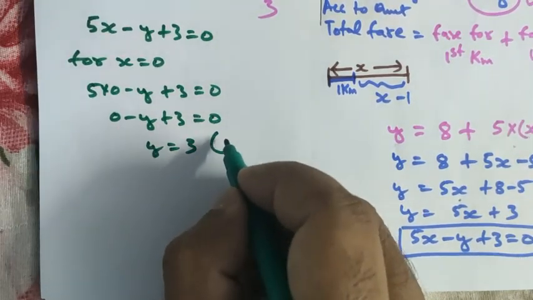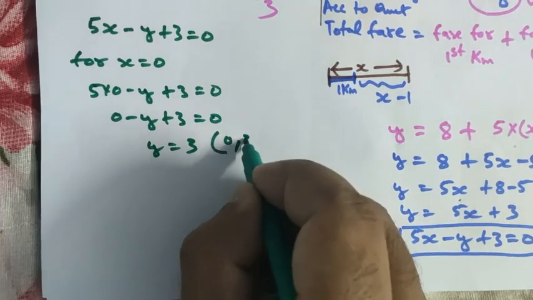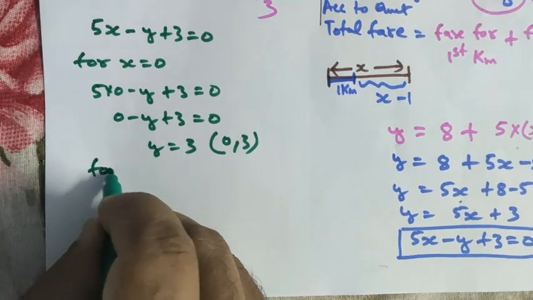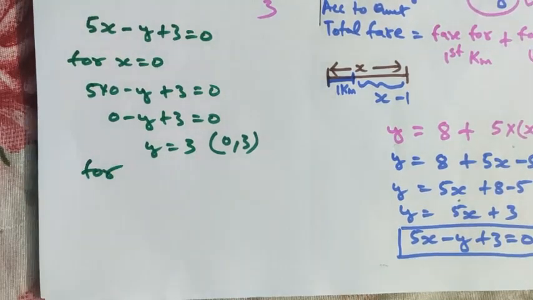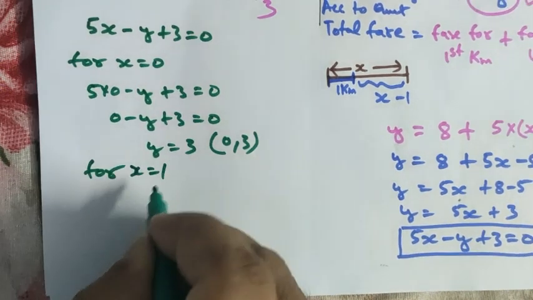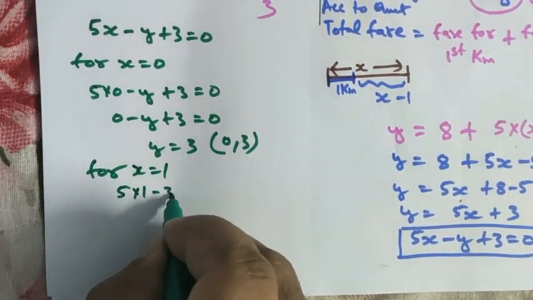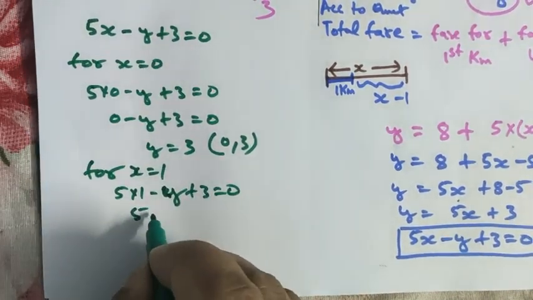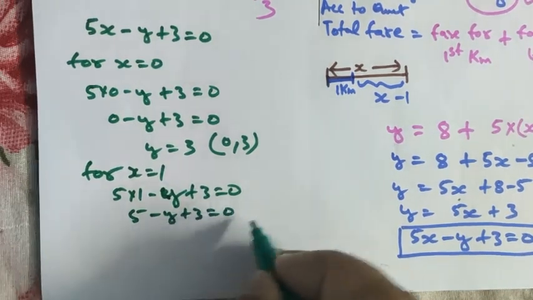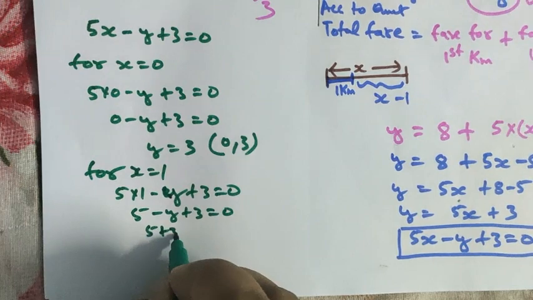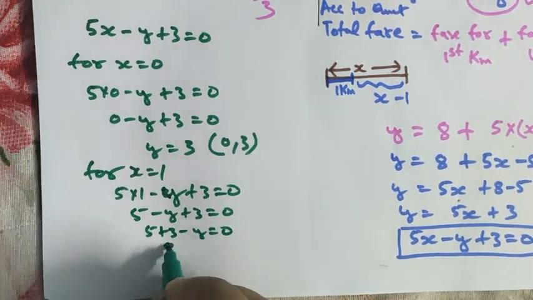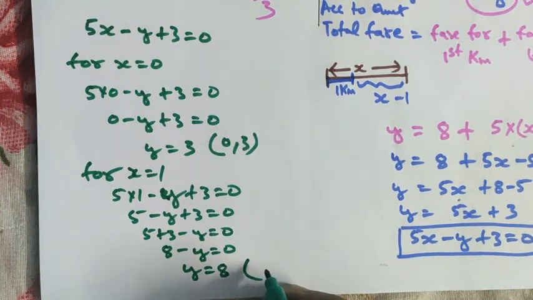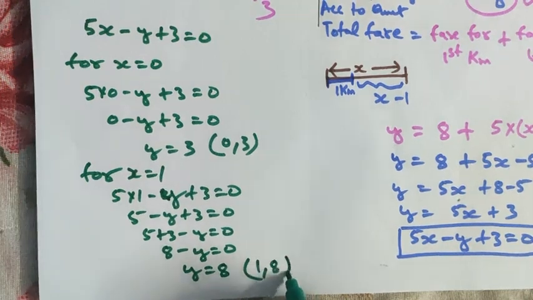So the first point will be what? x is 0, y is 3. Similarly, for x equals 1, it will be 5 into 1 minus y plus 3 equals 0. So that is 5 minus y plus 3 equals 0. So it will be 5 plus 3 minus y equals 0, that is 8 minus y equals 0. y equals 8. The second point will be x 1, y 8.